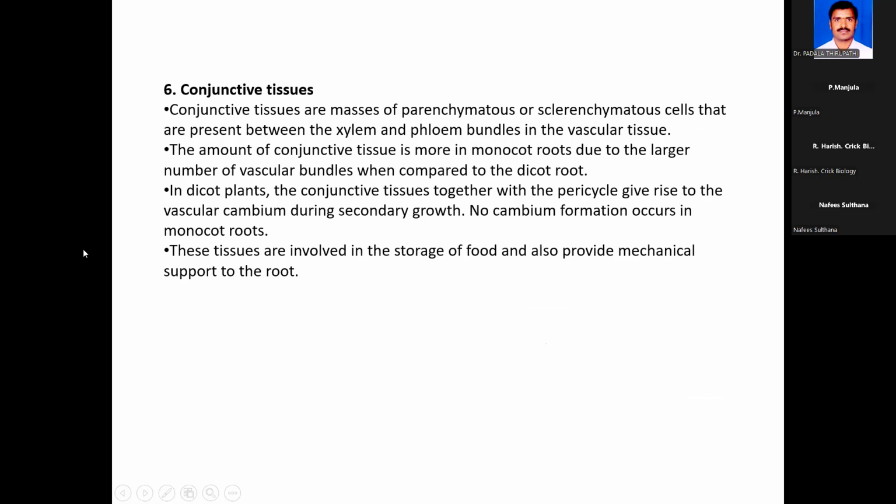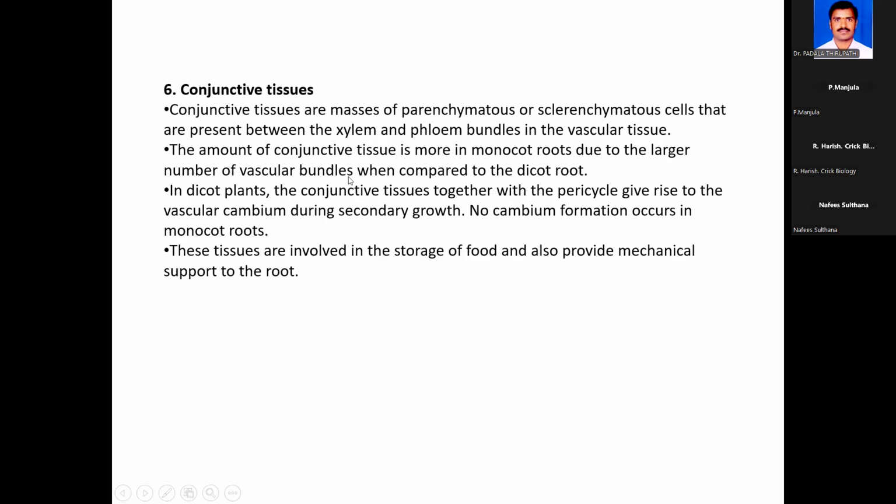So this conjunctive tissue is nothing but parenchymatous or sclerenchymatous cells which are present between the xylem and phloem. It is called a conjunctive tissue. More conjunctive tissue is seen in monocot roots because more vascular bundles are present.